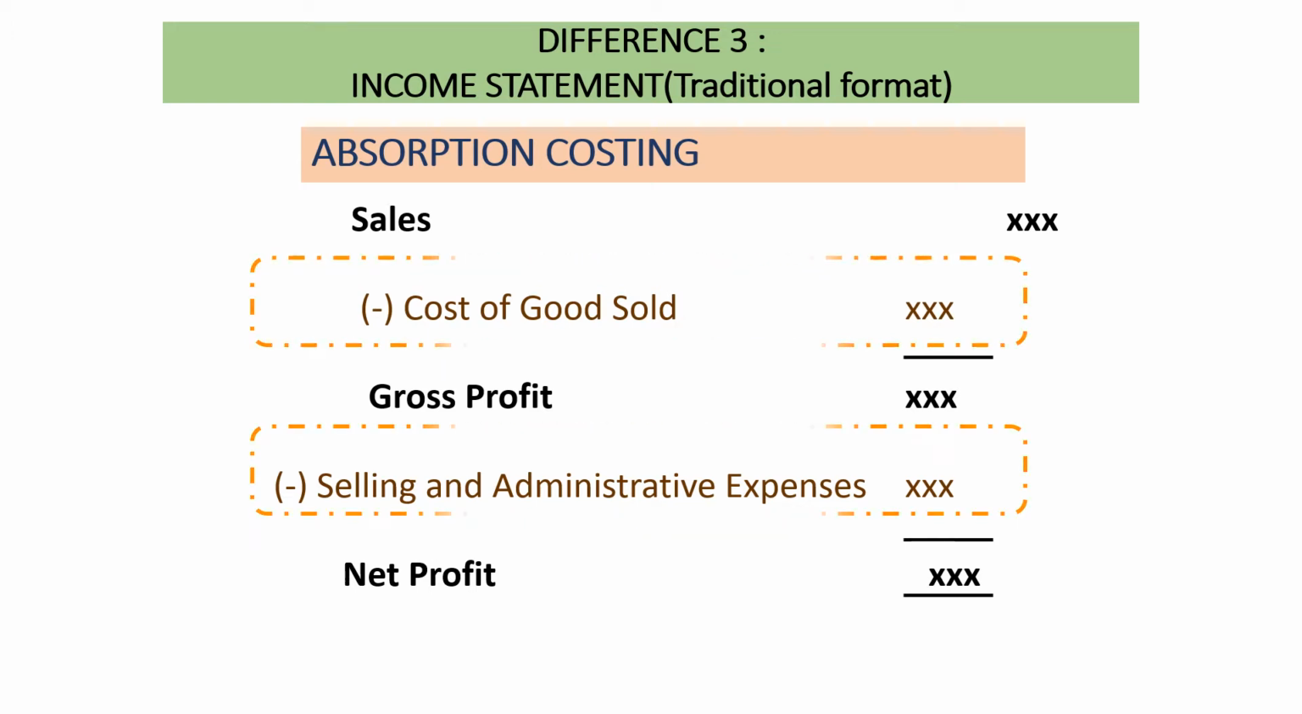Illustration for income statement under absorption costing with actual costing. Sales minus cost of goods sold equals gross profit. Then minus selling and administrative expenses equals net profit. The external financial statement uses the traditional income statement format with a focus on gross profit.